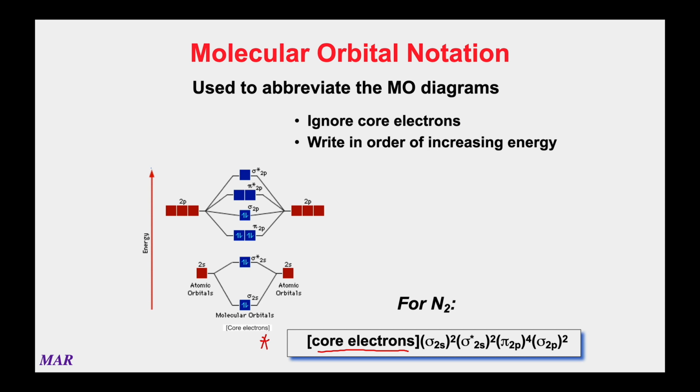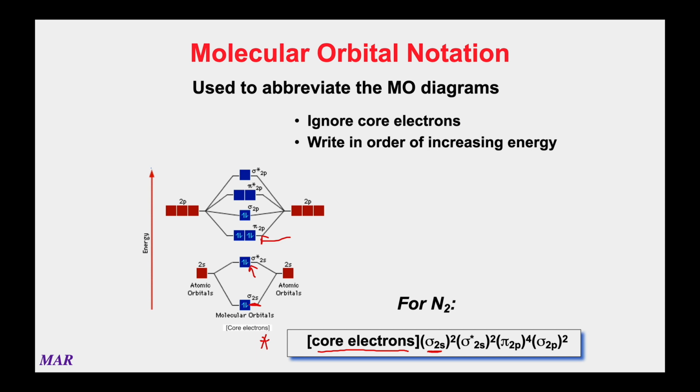So for this shorthand notation, you would write core, and then notice the notation. Sigma 2s is in parentheses with a superscript 2. So this is the molecular orbital, the sigma 2s, in parentheses, and the superscript represents the number of electrons. So sigma 2s2, sigma star 2s2 would be the next one, then pi 2p4. You can combine them both. You don't have to separate them. Pi 2p with 4 electrons, sigma 2p2.